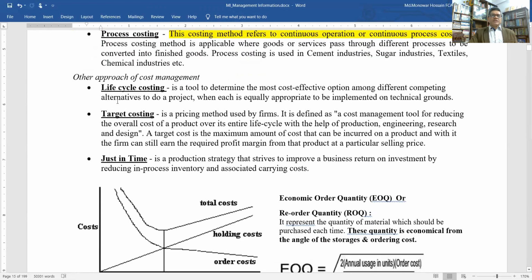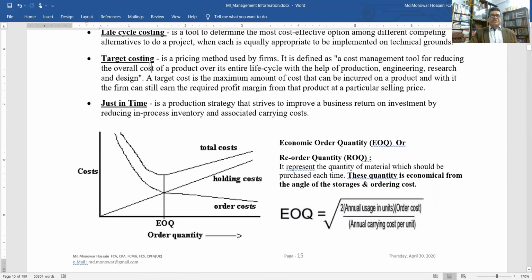Okay, so other approaches of cost management are life cycle costing, target costing, just in time. Just in time is an approach. It is a production strategy that strives to improve the business return on inventory by reducing in-process inventory and associated carrying cost. It means that inventory cost is zero.